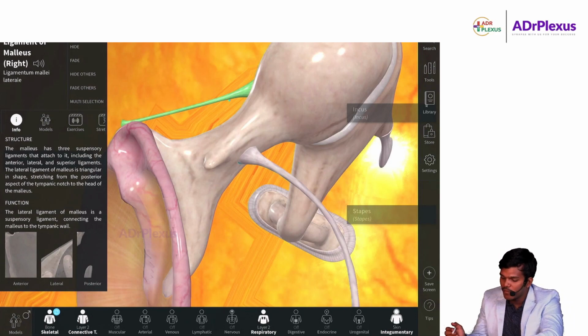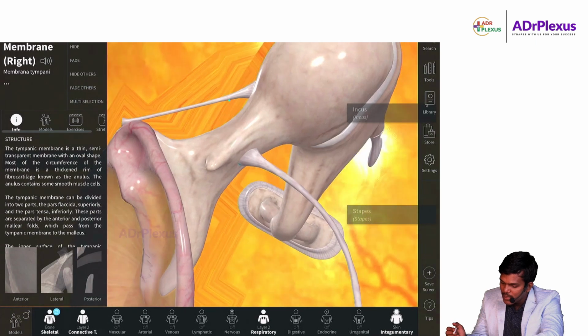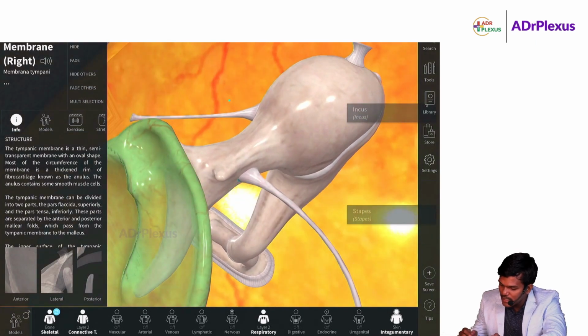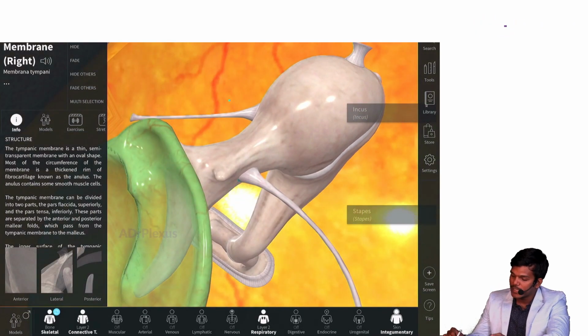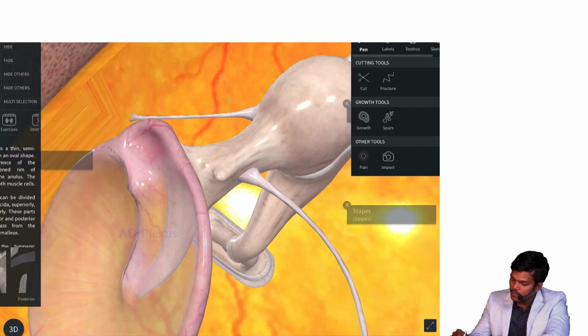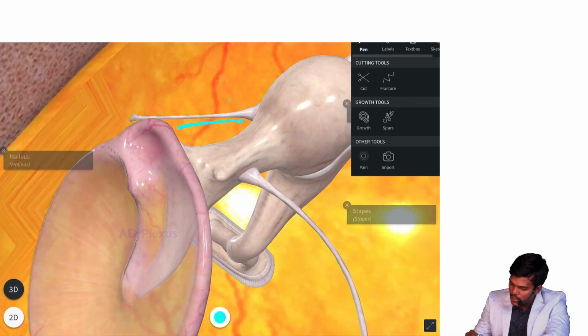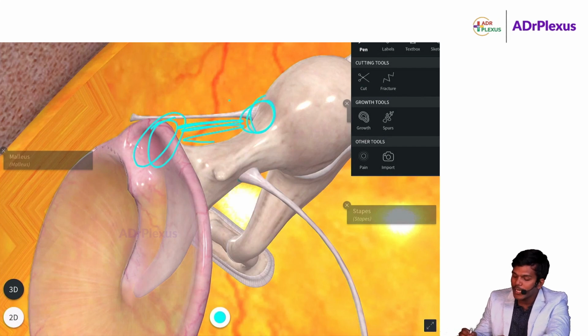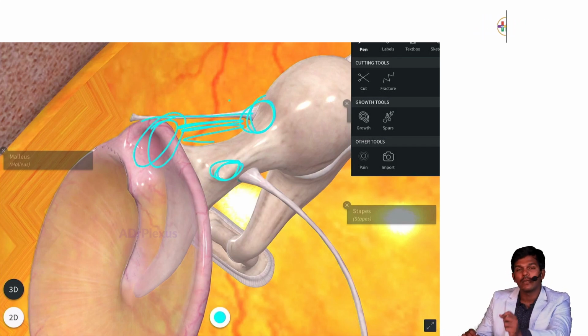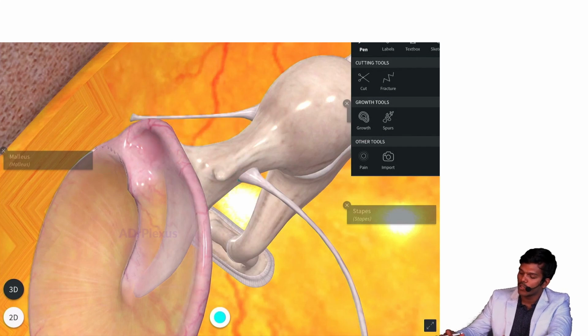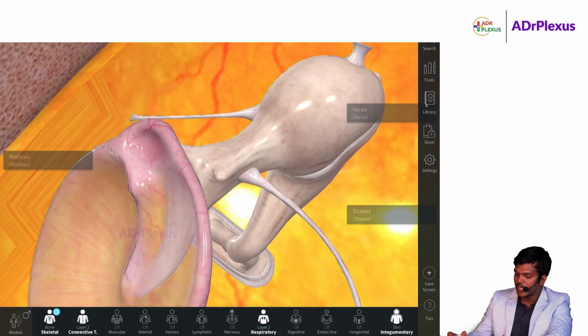I'll come again. We are dealing about Prussak's space. This Prussak's space is just over here. It is having pars flaccida as the lateral boundary, neck of the malleus as the medial boundary, lateral process of the malleus as the inferior boundary, lateral malleolar ligament as the superior boundary. This is how a Prussak's space has been formed. So now you will be clear with the Prussak's space and malleus.